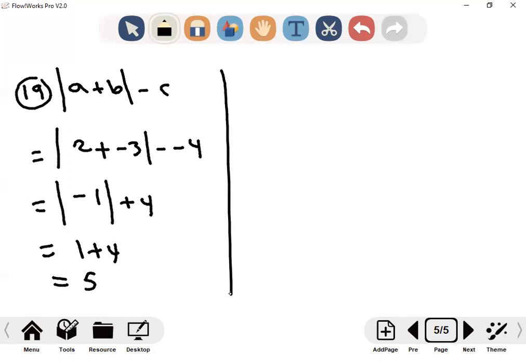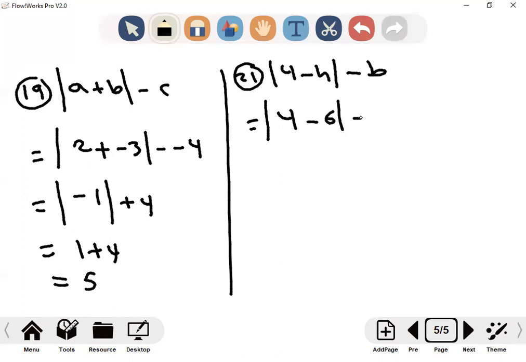Question 21. We have absolute value of 4 minus h, all minus b. This is equal to 4 minus h. How much is h? 6. Minus b. How much is b? Negative 3. Also the same idea. Don't mess with that. So this is minus 2, all plus 3, meaning 2 plus 3, also 5. This is 21.